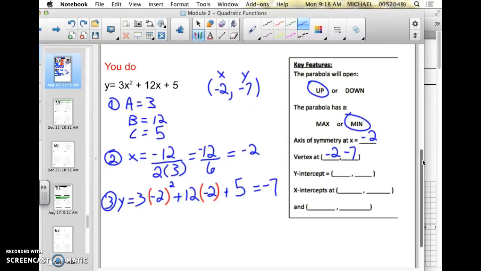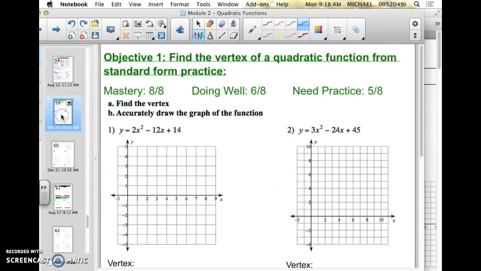Now, moving forward into your practice, all I'm going to ask you is to find the vertex and then draw the graph. So again, it's just vertex practice, but also mastering drawing the graph before moving forward. Remember, with drawing the graph, reference the a value, which will tell you the step pattern.